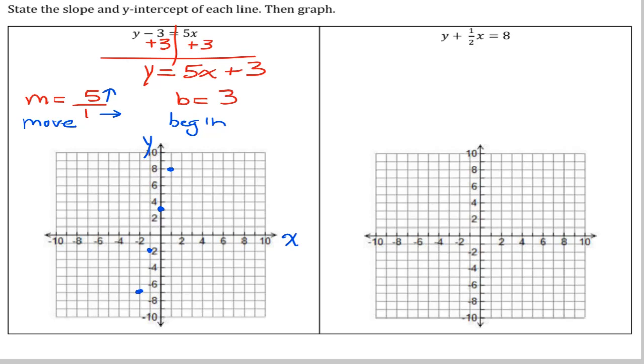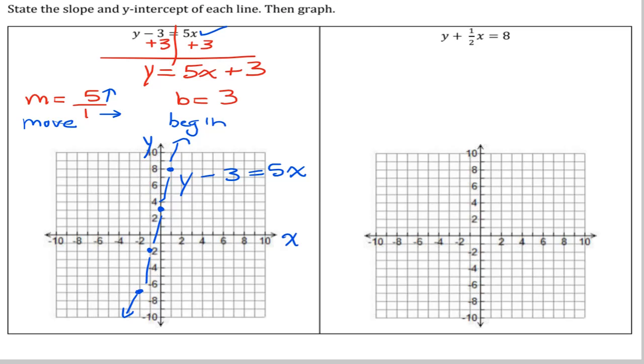And that is it. Again, I'm going to use a ruler to connect my line. I'm going to just sketch it real quick. But again, you guys need a ruler, and you'll see me using one in class. And once I'm done with my line, I'm going to label it. Notice I'm labeling it with the original equation that was given to me right here.